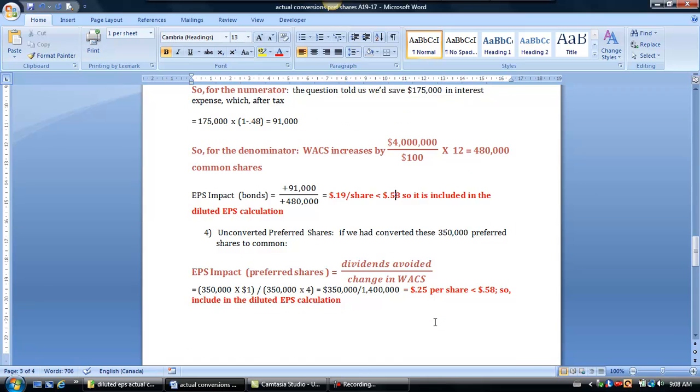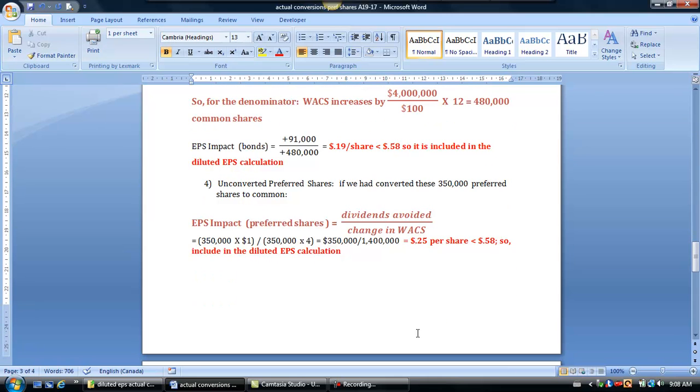Now, let's look at the preferred shares. Some were converted and some were not. I'm going to look at the ones that were not converted first. That's the amount that we have left at the end of the year, which is 350,000. So how am I going to incorporate the fact that these preferred shares were not converted into my diluted EPS test? First, I'm going to ask: what if these preferred shares that are outstanding at the end of the year had been converted?